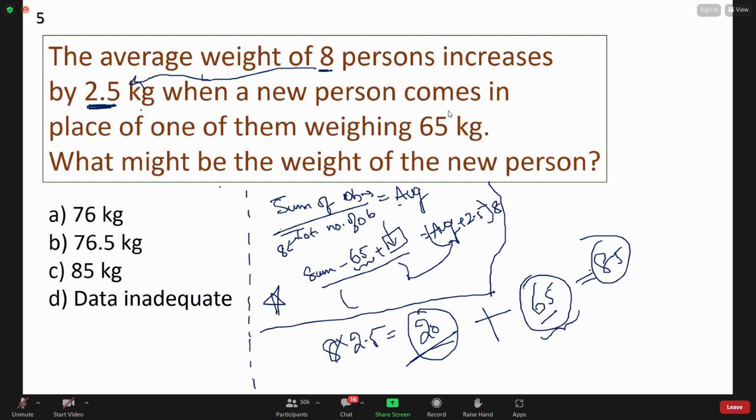All right, is this clear? Everyone understood this one? Is this one clear with everyone? So 85 is the right answer. Very good.